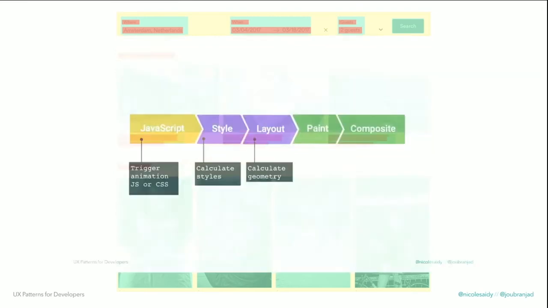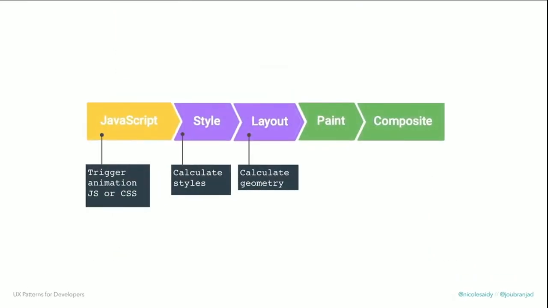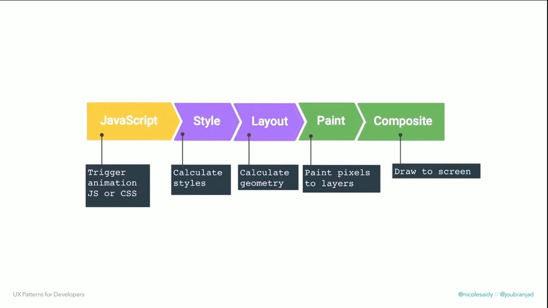And then after calculating the geometry, the browser has to paint those pixels into different layers, because the navbar is probably on a layer, the landing page is probably on another layer. And finally, the compositor will merge all of these and draw it onto the screen. So those are the 5 steps.